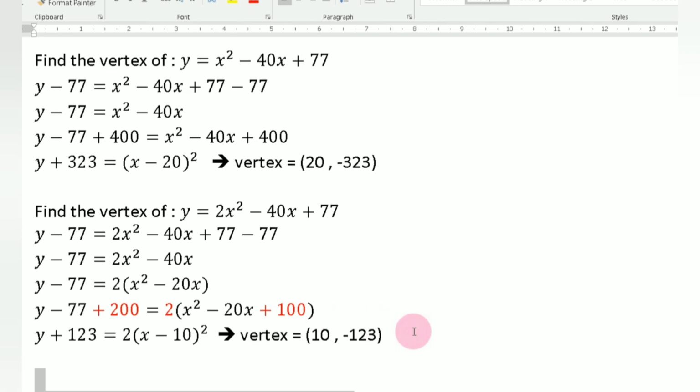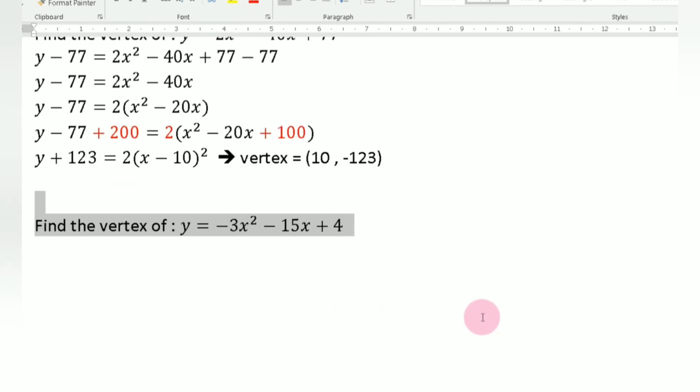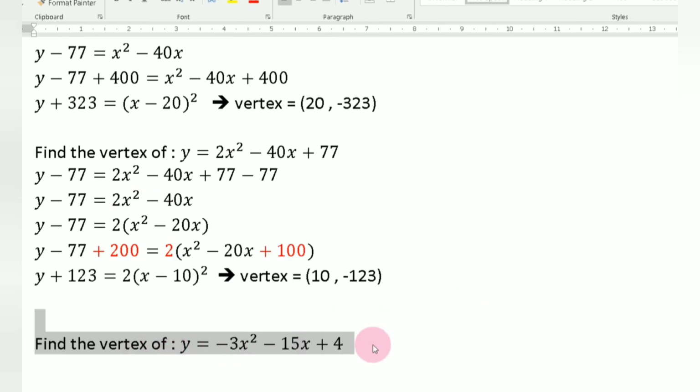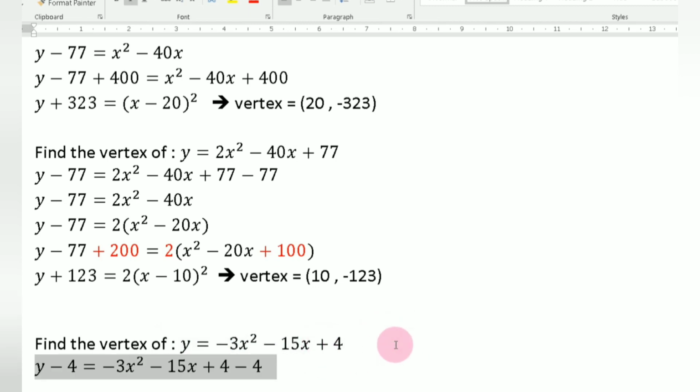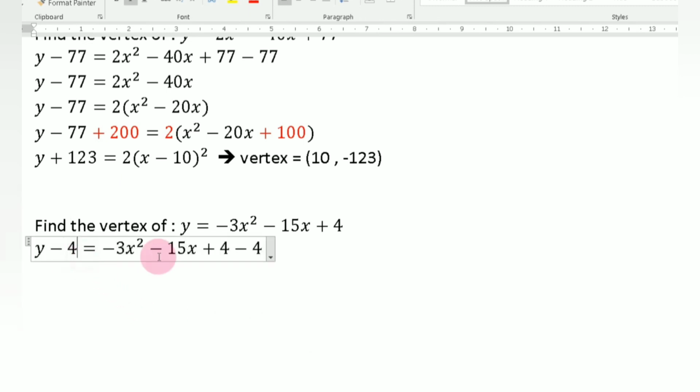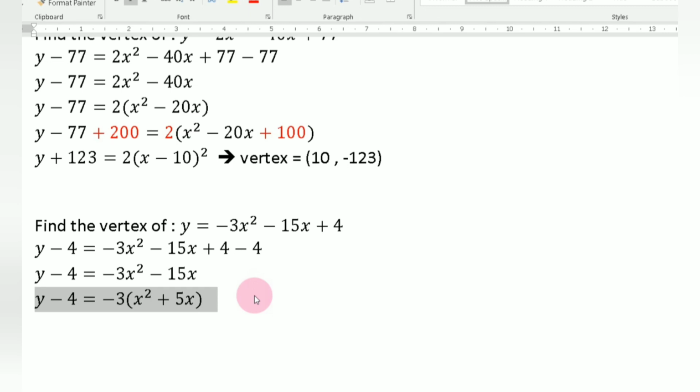Okay, so let me just give you one more example so you can get the idea. So if this is the equation, how to convert into the vertex form? First, of course, we subtract both sides by 4, right? So we subtract both sides by 4, and then we will have this as the simplified one. And don't forget, since the x has a coefficient, we need to factor negative 3 out from these two terms, right? So let's factor negative 3 out.